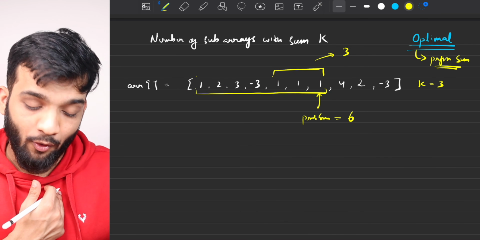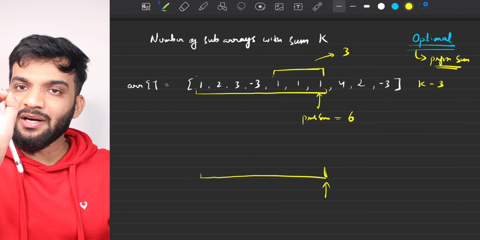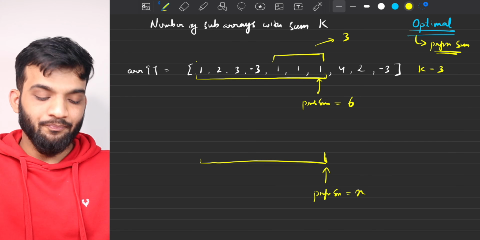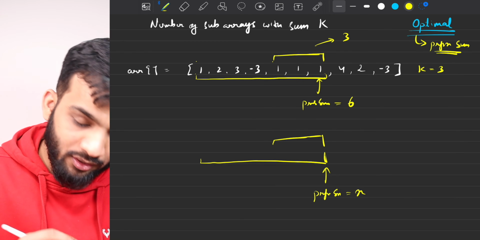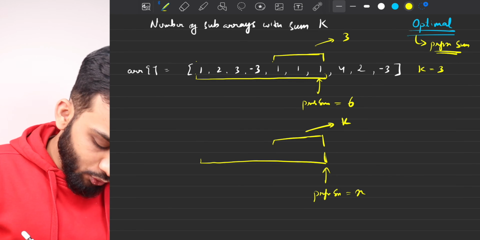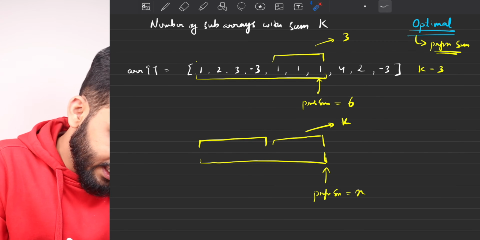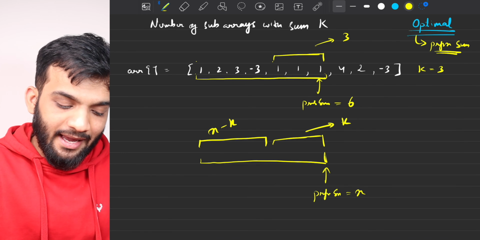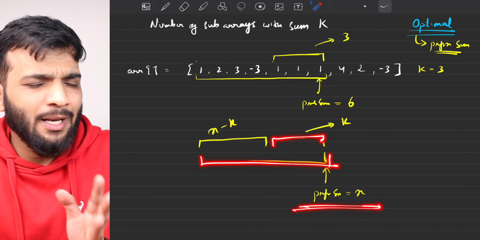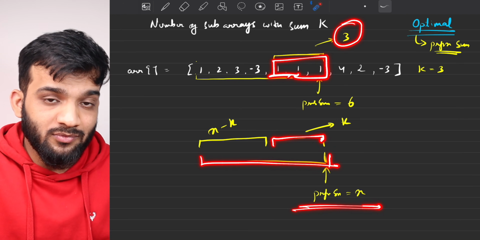So what I'll try to look forward is, I know till a particular index, we will have a prefix sum of x, assume. And I know I'm looking for a subarray with sum k. So what will be the sum of the remaining portion? Can I say it will be x minus k? I can, because if the prefix sum till here is x and probably there is a subarray. Like over here there was a subarray. Over here there was a subarray. That's why the sum came as 3.